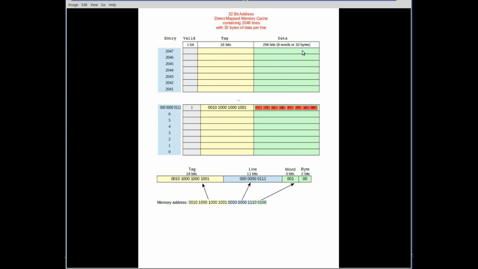Now, in the data areas you see marked out here, there are the words. Those are the 8 words that are in here, and they're marked as such. And they're numbered 0, 1, 2, 3, 4, up through 7.